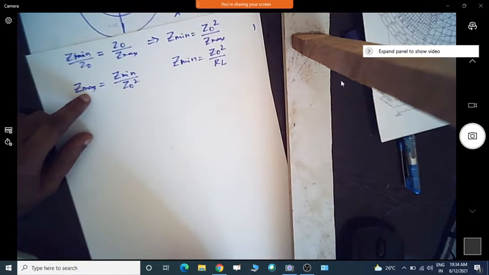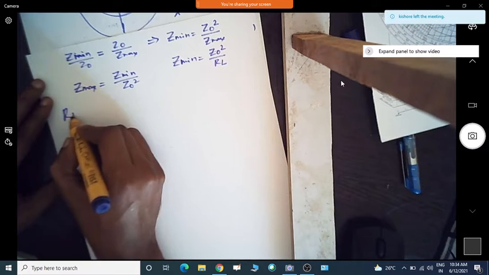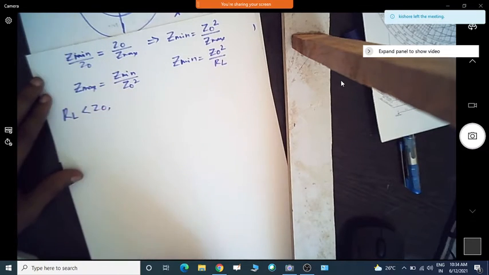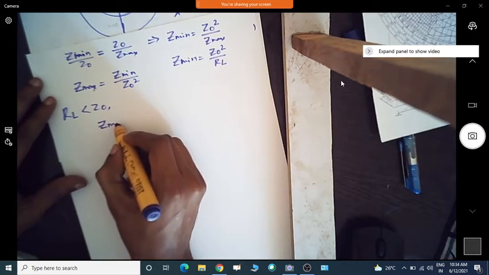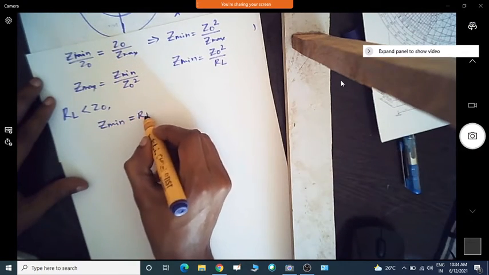So even if we know Z minimum, we can calculate Z maximum using this equation. Now if we take the case where RL is less than Z0, then in this case we can assume Z minimum is equal to RL.